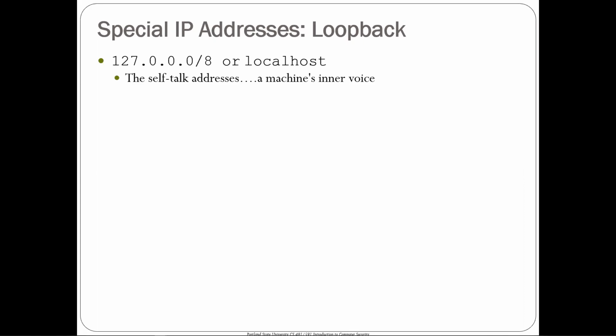2 to the 24. That's a whole bunch of IP addresses. But that's what happens. An IP address that begins with 127, yeah, that's localhost. That's a loopback. It's the self-talk addresses. So the machine talks to itself quite a bit, and that's a lot of addresses to talk about. I call this the machine's inner voice.